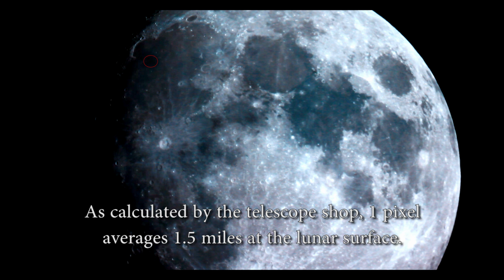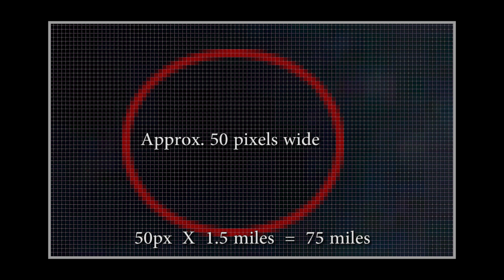Basically, the scope shop told me that a single pixel at the lunar plane with my setup averages 1.5 miles. One pixel in this picture averages 1.5 miles. So let's see if we can prove that out and get a size for this object. Here's the object zoomed in until you can see the pixels, and I just simply counted across 50 pixels. So it's roughly 50 pixels wide as measured in this way.